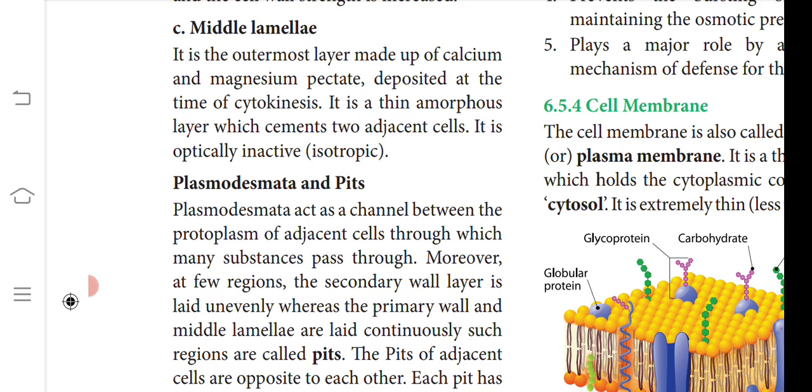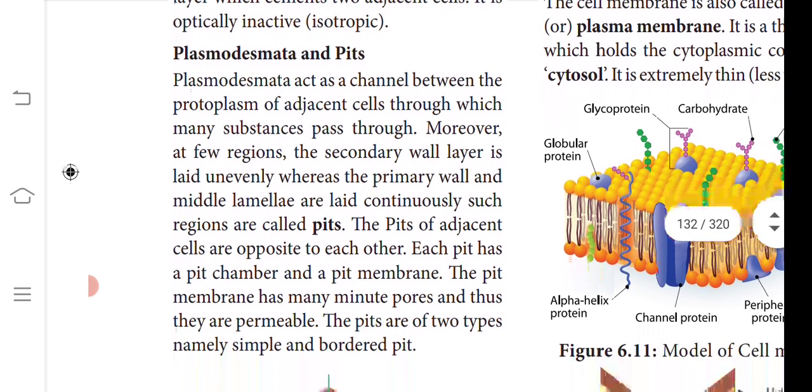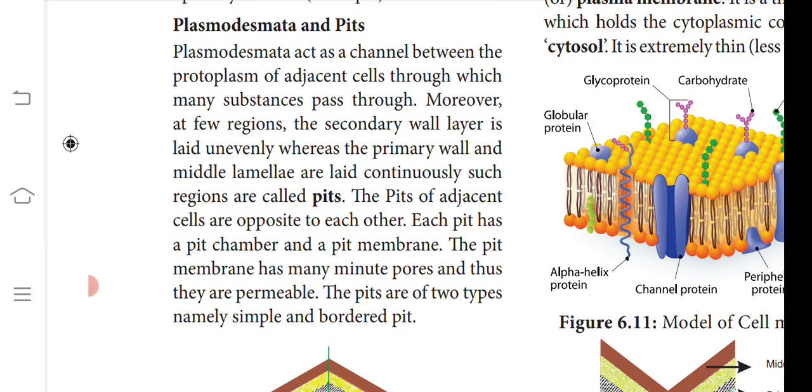It is a thin amorphous layer which cements two adjacent cells. It is optically inactive. Plasmodesmata and pits. Plasmodesmata act as a channel between the protoplasm of adjacent cells through which many substances pass. Moreover, at a few regions the secondary cell wall is laid unevenly, whereas the primary wall and middle lamella are laid continuously. Where there is no continuity, they are called pits.